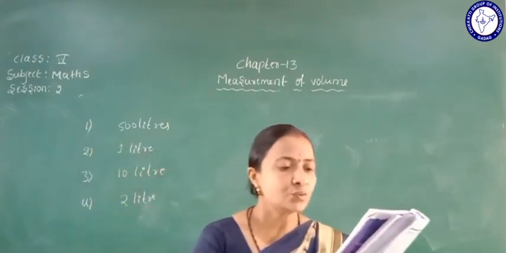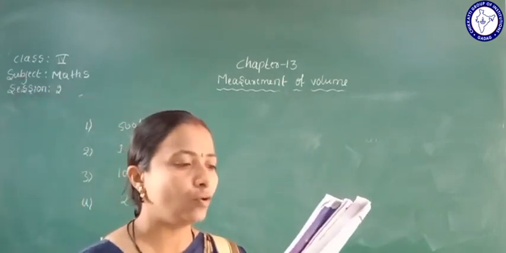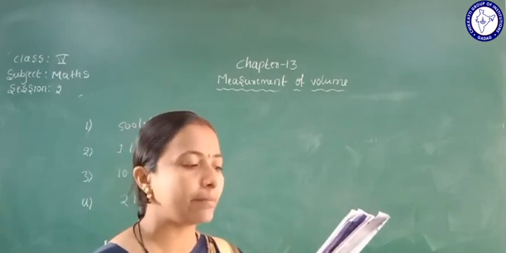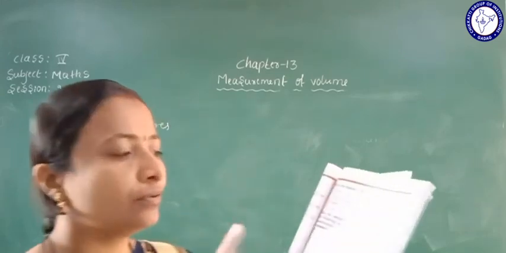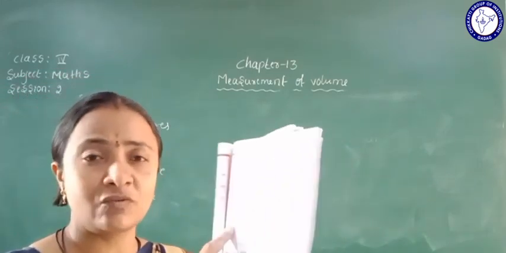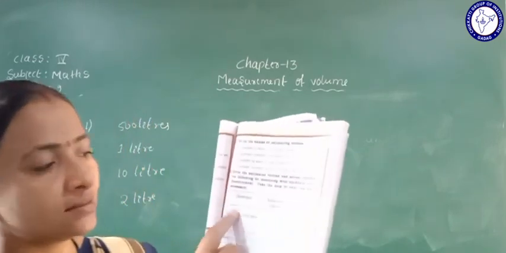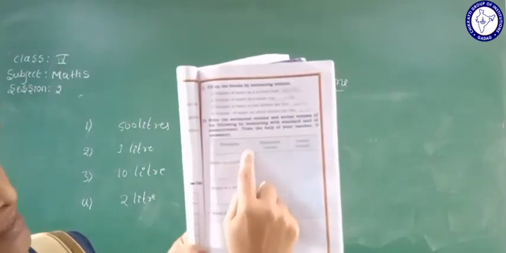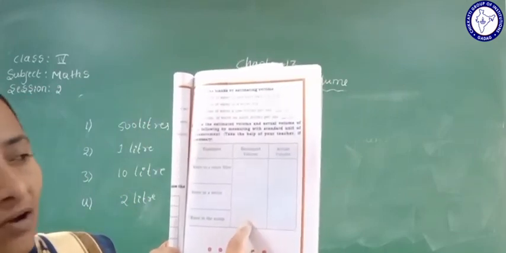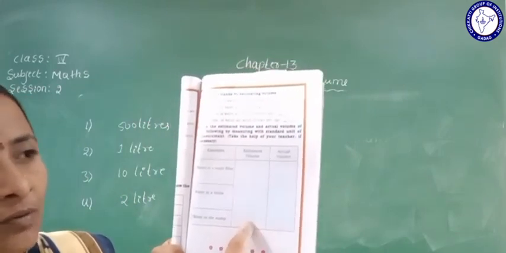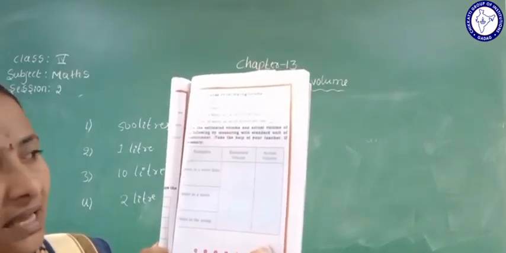Okay, yes students, the third part is given here: write the estimated volume and actual volume of the following by measuring with the standard unit of measurement. So take the help of your elders. If you are in the class we do it, but if you are not in the class, you can take the help of elders. Estimated means the approximate value, not the correct value. So we can see and tell. Actual means we will measure and write. That is the actual volume.